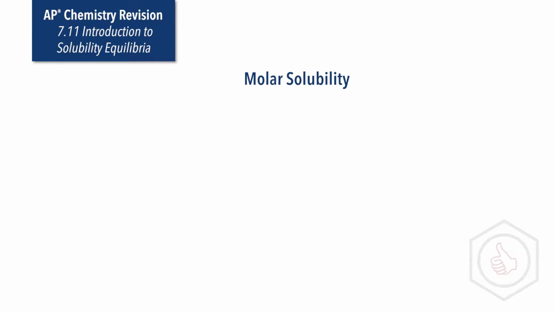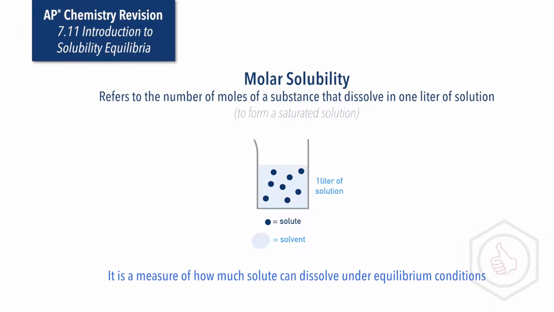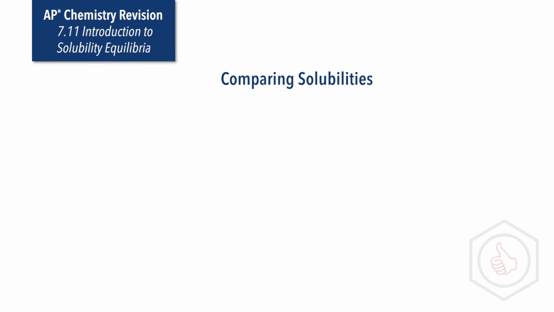Molar solubility refers to the number of moles of a substance that dissolve in 1 liter of solution to form a saturated solution. Essentially, it is a measure of how much solute can dissolve under equilibrium conditions. As we've seen, the solubility constant KSP tells us how soluble a salt is in water, but care must be taken when comparing values. If the stoichiometry for different salts is the same, we can compare KSP values directly.